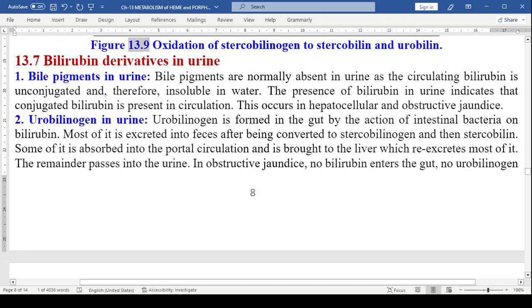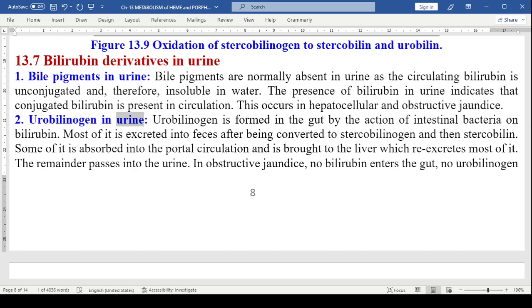Figure 13.9 Oxidation of stercobilinogen to stercobilin and urobilin. 13.7 Bilirubin derivatives in urine. 1. Bile pigments in urine. Bile pigments are normally absent in urine as the circulating bilirubin is unconjugated and, therefore, insoluble in water. The presence of bilirubin in urine indicates that conjugated bilirubin is present in circulation. This occurs in hepatocellular and obstructive jaundice.